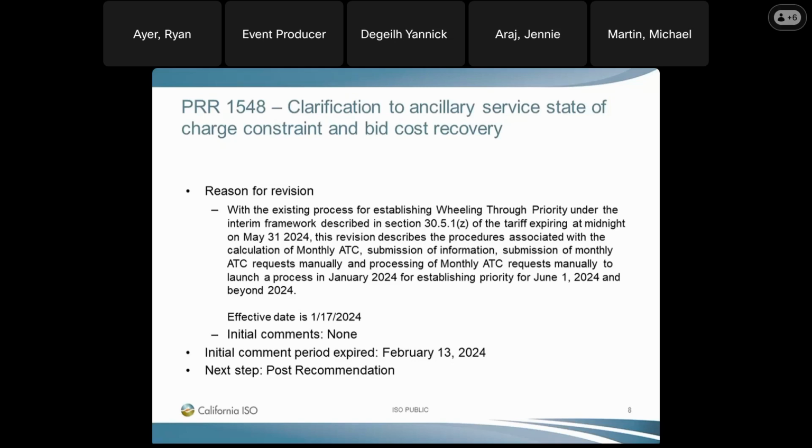Okay, so we're pushing on to PRR 1548. This is a clarification to bid cost recovery and charge constraint language that we did put out in a prior PRR. And this establishes the, hold on a second, I apologize for the pause here. Something doesn't look right with the wording in this PRR. That looks like something's combined incorrectly. Let me confirm this PRR is correctly labeled so as not to confuse everyone. Give me 1 second, I'm double checking.